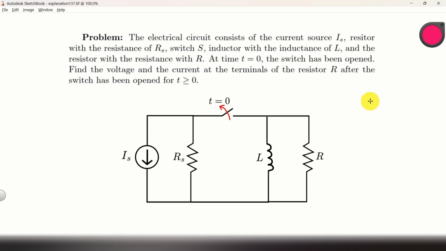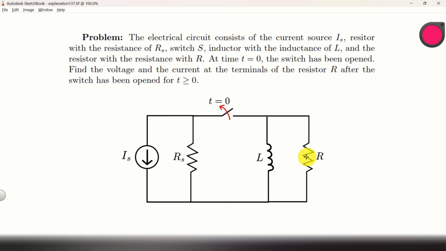In this tutorial, we explain how to compute the natural response of RL circuits. Here is the problem that we will solve in this video. Consider this electrical circuit. The electrical circuit consists of the current source IS, resistor with the resistance RS, switch S, inductor with the inductance of L, and the resistor with the resistance of R.